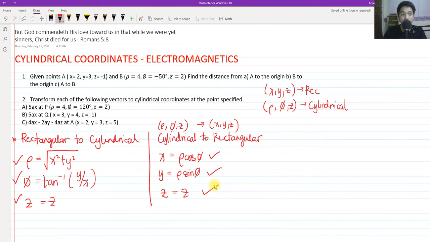So that is the formula that we're going to use. Let's try to solve some problems. Number one: given points A, with x equals 2, y equals 3, z equals -1, and B, with rho equals 4, phi equals -50 degrees, and z equals 2. Find the distance from A to the origin.